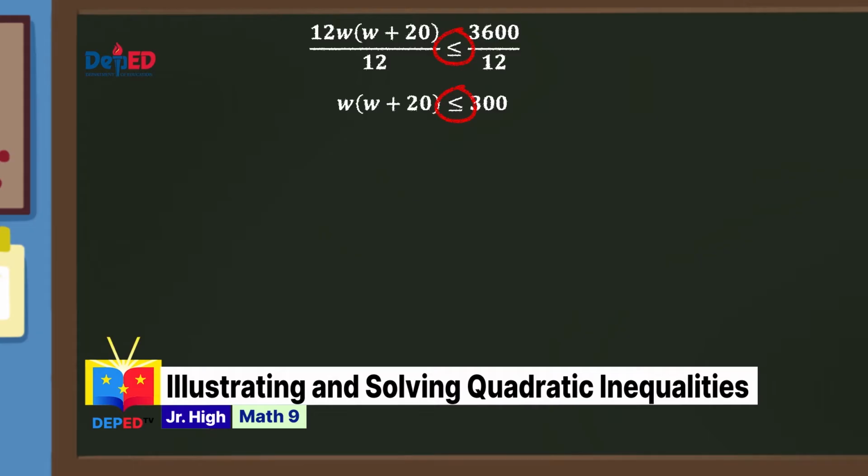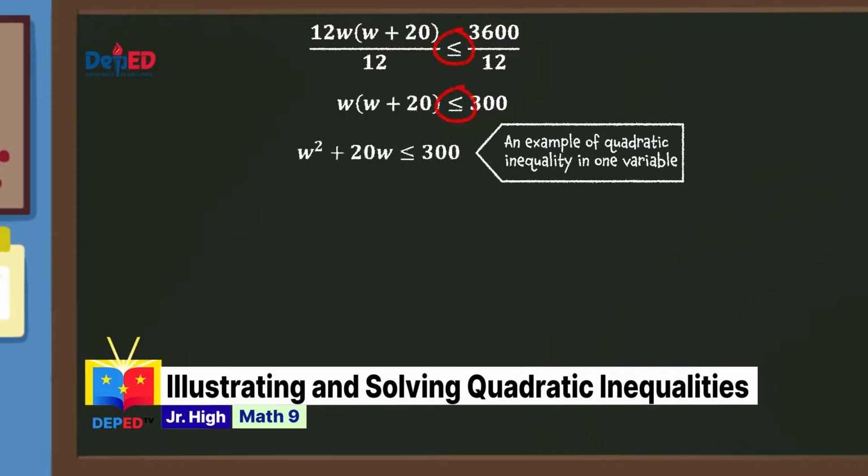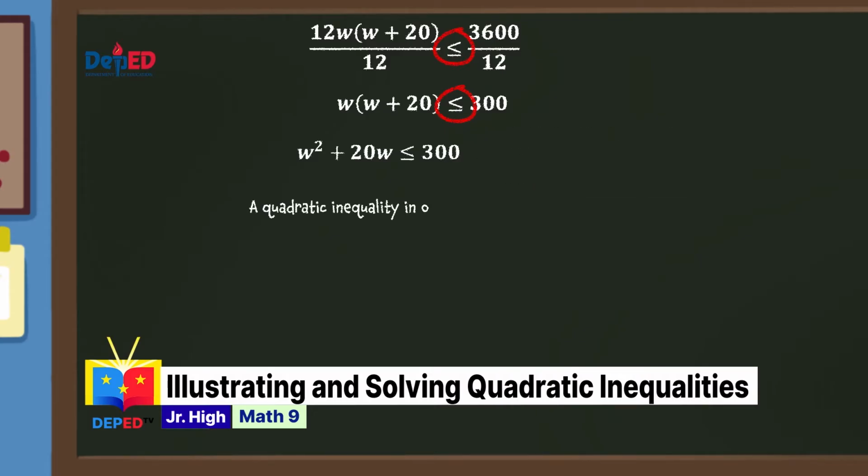Multiplying the quantities on the left side, we have the inequality W squared plus 20W is less than or equal to 300. It must be clear now that this inequality is an example of a quadratic inequality in one variable, since the highest exponent of the variable in it is 2. A quadratic inequality in one variable is an inequality that contains a polynomial whose highest exponent is 2.